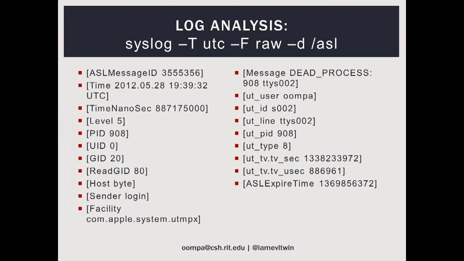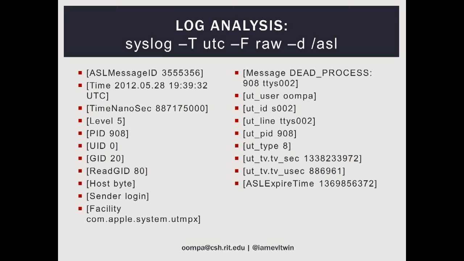If we want more information, we can configure the syslog command to give us a little bit more info. -T allows us to view the timestamp in UTC. I like to do everything in UTC because time zones are hard. -F is for format. I like to use raw, and again, -D is for directory.